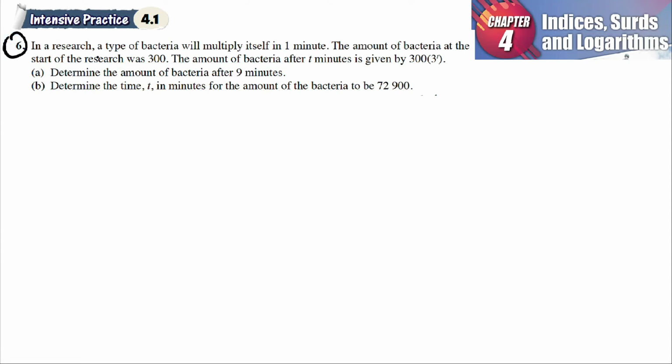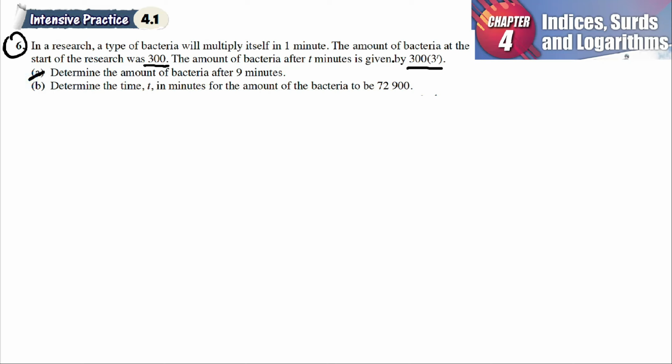6. In a research, a type of bacteria will multiply itself in 1 minute. The amount of bacteria at the start of research was 300. The amount of bacteria after t minutes is given by this one. Determine the amount of bacteria after 9 minutes.